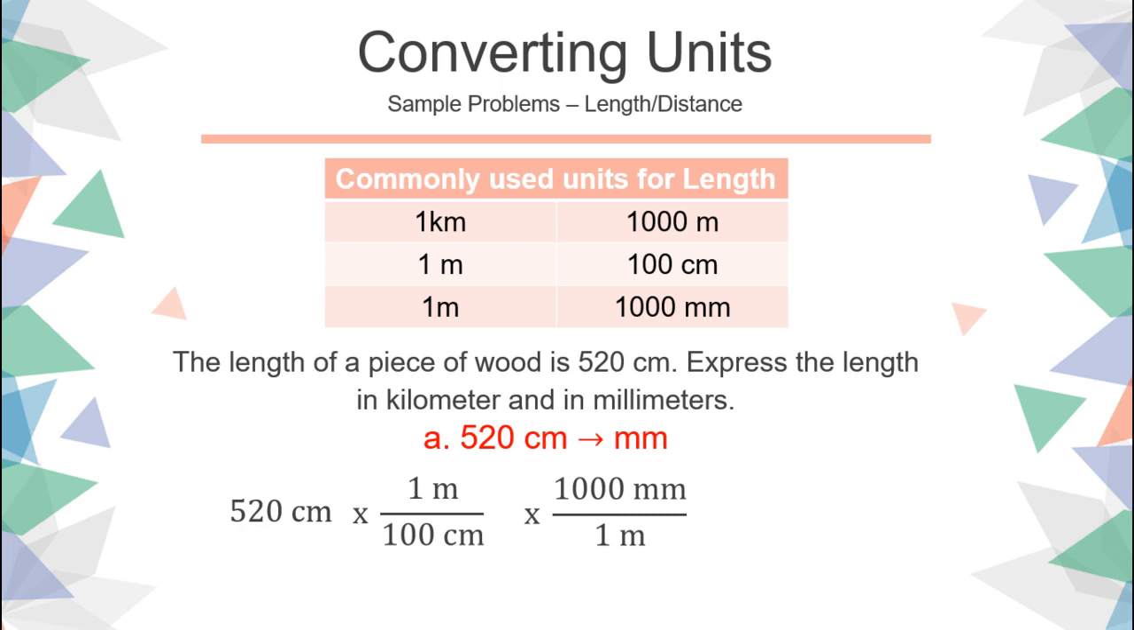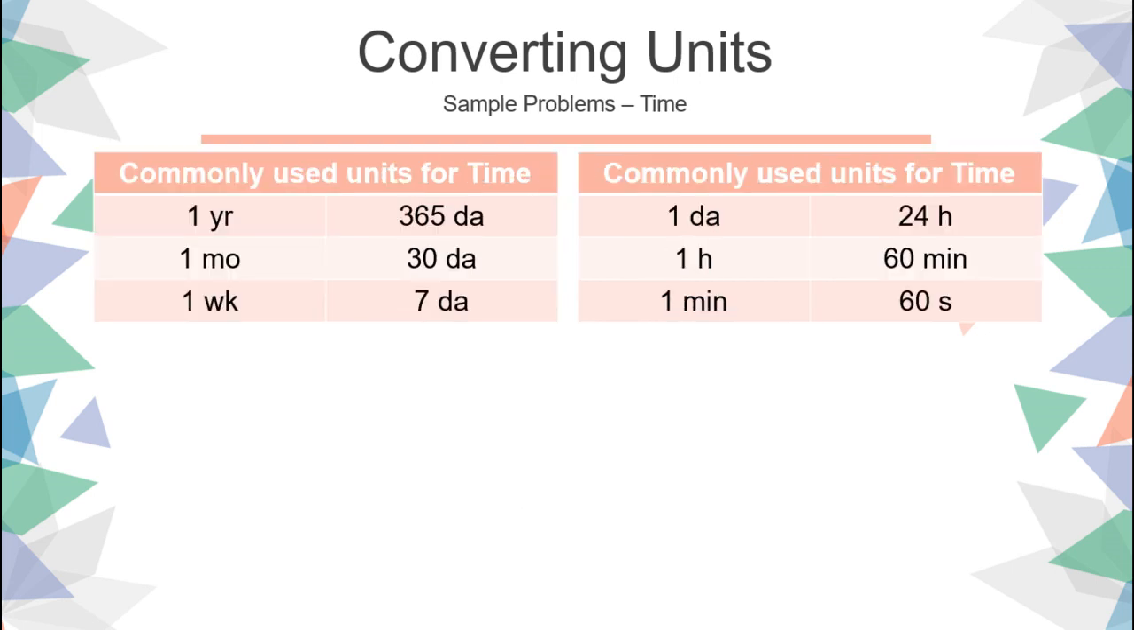Okay, millimeters. So, cancel cm, cancel meters, and then multiply 520 by all the numbers in the numerator. That would be 520 times 1 times 1,000. And then divide the answer by 100. So, that would be 520,000 divided by 100 equals 5,200 millimeters. That is our answer. Okay, moving on. Another one.